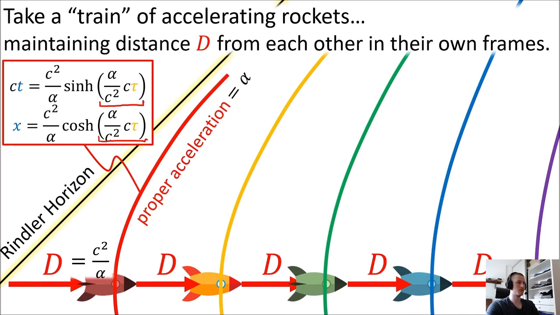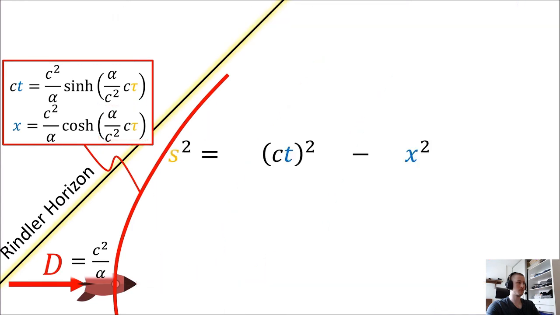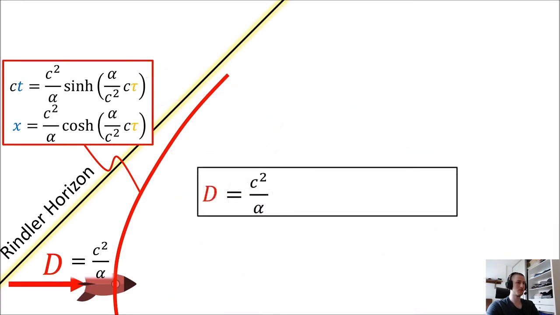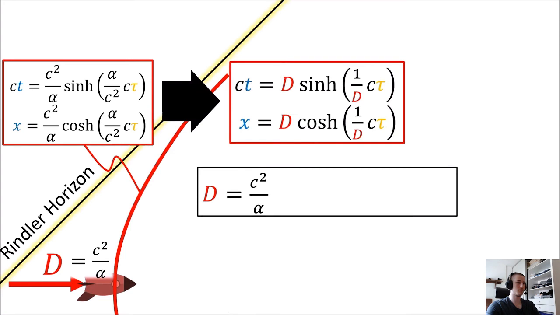We know that this distance is constant because when we calculate the spacetime interval, s squared, which is ct squared minus x squared, and then take the square root of its negative value, we get a constant proper length c squared over alpha. I may sometimes write the equations of motion for an accelerated observer using d instead of c squared over alpha. D is the distance between the first spaceship and the Rindler horizon at the origin, and it's a convenient unit of distance to use when talking about distance in Rindler coordinates. I don't know if this distance d has an official name, so I'm just going to call it the Rindler distance.